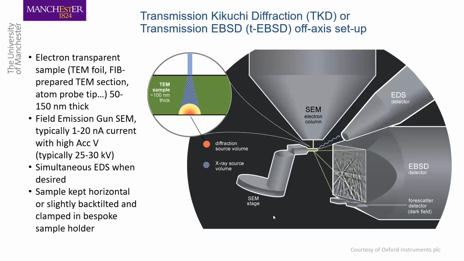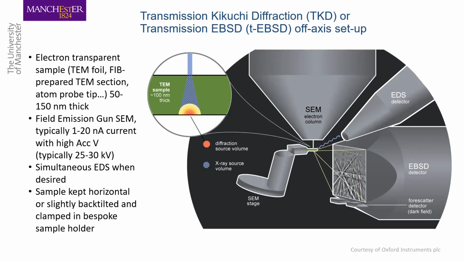Another way to use the detector is to get the sample, a thin sample, into a geometry where you can get a pattern, as shown here. So it's got to be thin, below 150 nanometers typically. And then you need higher kV this time, as much as possible, to go through the specimen, and then reasonable current to form a pattern. Typically the information comes from the bottom of the sample, so the exit side. And then you can also do EDS at the same time.